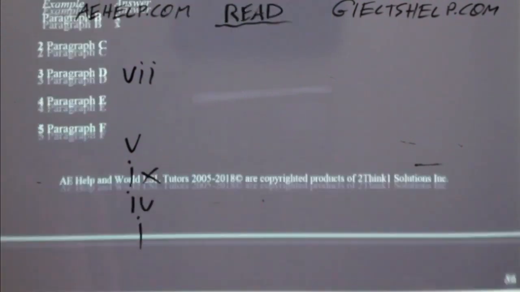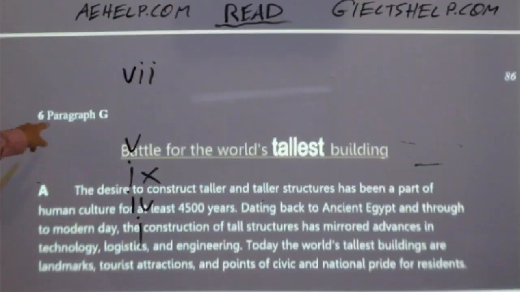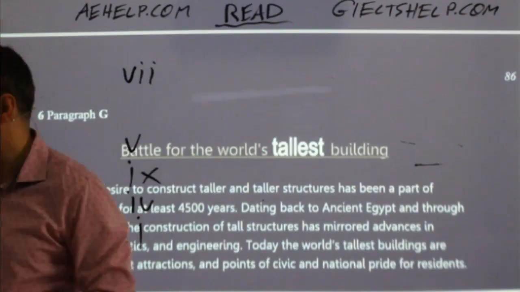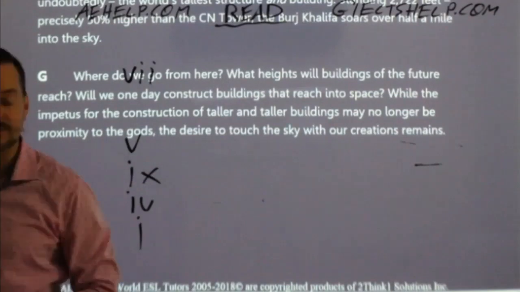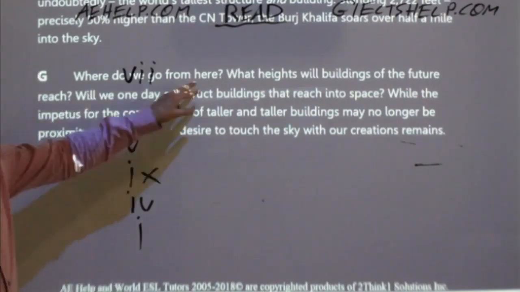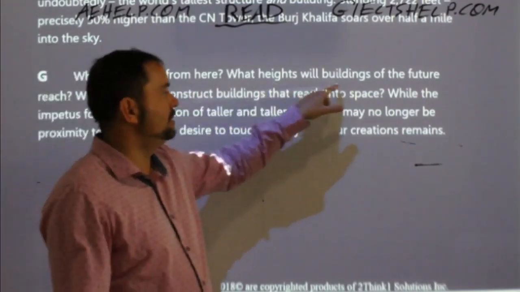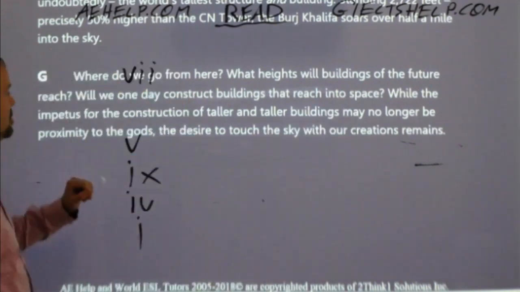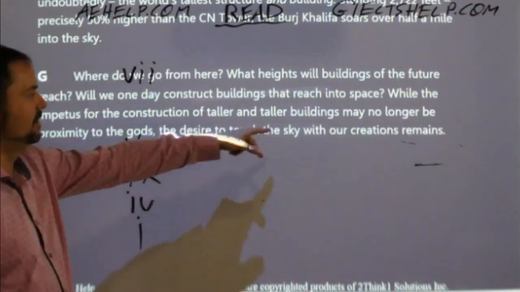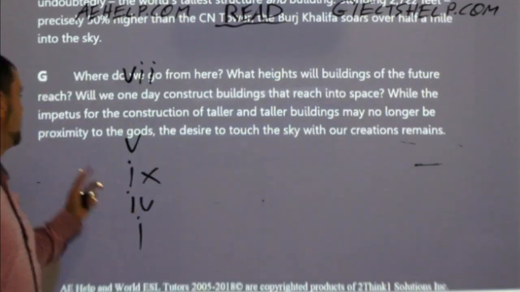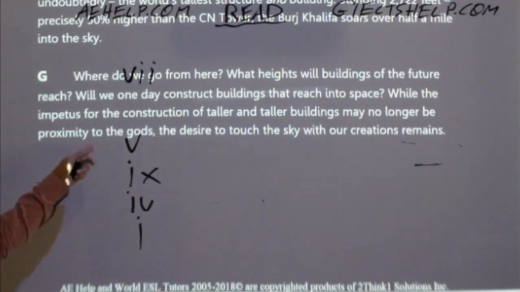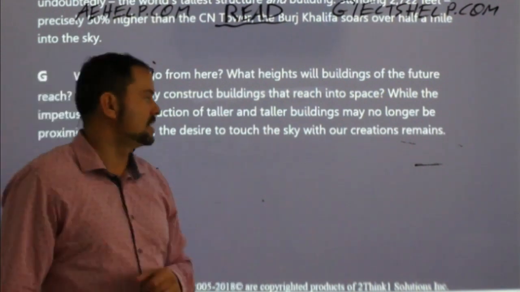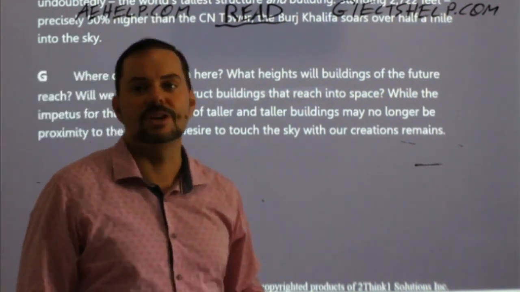Okay, and then we have G hanging out here on the next page. We read G. What is it about? And I can read it again. It's just a short paragraph. Where do we go from here? What heights will buildings of the future reach? Will we one day construct buildings that reach into space? While the impetus for the construction of taller and taller buildings may no longer be proximity to the gods, the desire to touch the sky with our creations remains.